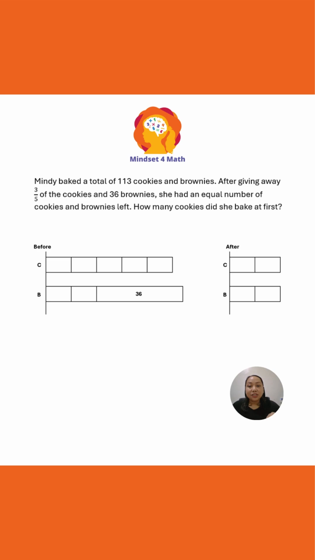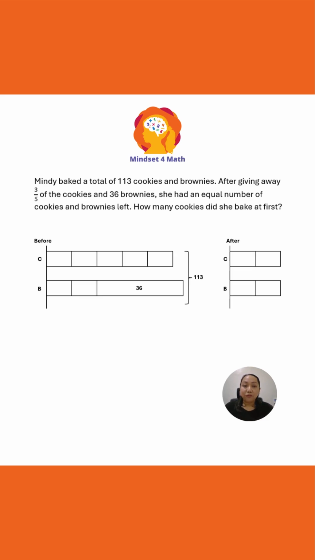This means that I need to represent the number of brownies in the before model using 2 units and an additional bar that is labeled 36. These are the 36 brownies that she gave away. That's why in the after model, this is no longer present.